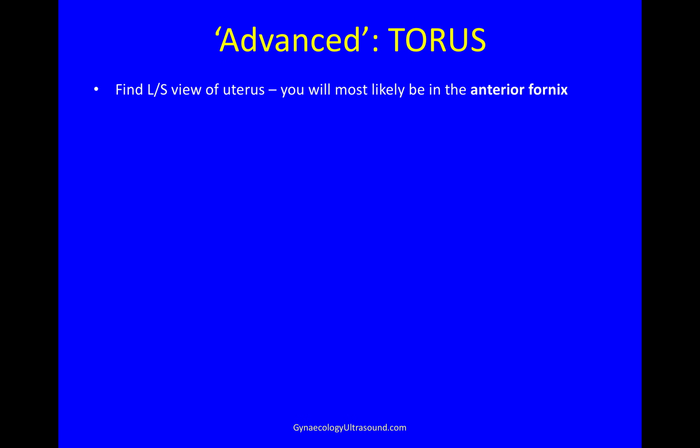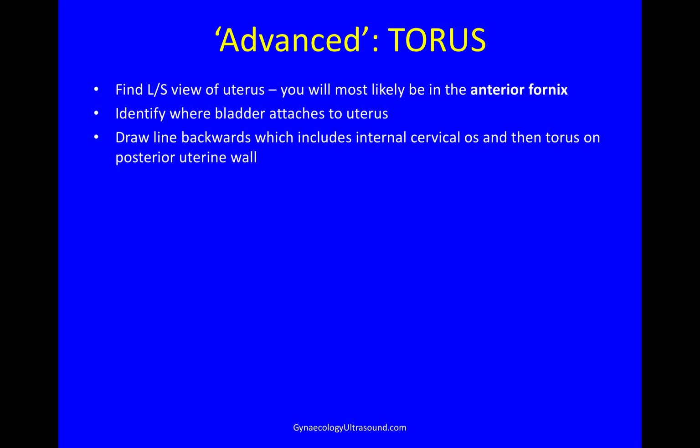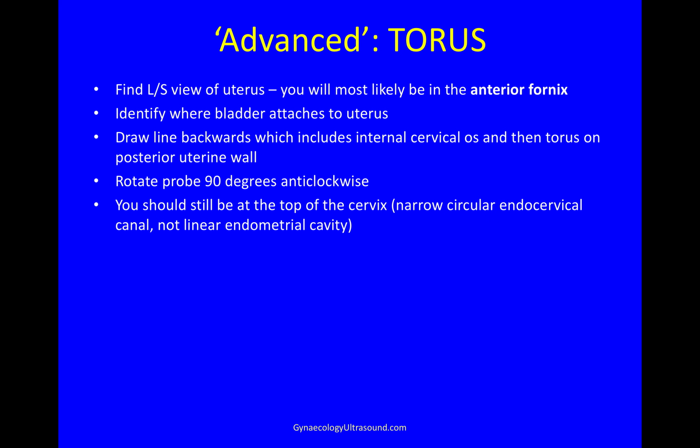Looking at the torus, it's really important. If you look at a longitudinal view of the uterus, you'll probably be in the anterior fornix. You look to see where the bladder attaches to the uterus. Then you draw a line backwards, which includes the internal cervical os and then the torus on the posterior uterine wall. You then rotate your probe 90 degrees anti-clockwise and be sure still to be at the top of the cervix, where the endocervical canal is narrow and circular, not linear as the endometrial cavity is.